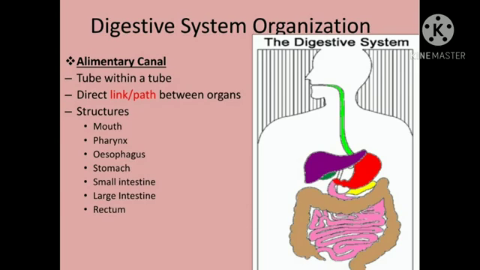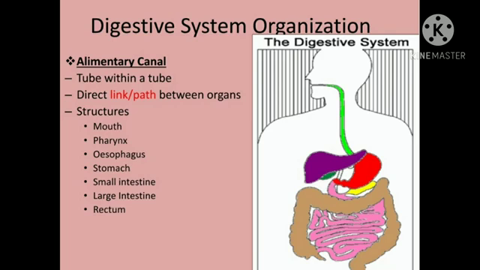So these are the different organs which are present in the whole alimentary canal. It starts with the mouth and ends with the anus. Basically, alimentary canal is a tube within a tube, about 8 to 10 meters long, and it is a direct link or path between the organs. This is all about a short introduction of the alimentary canal.